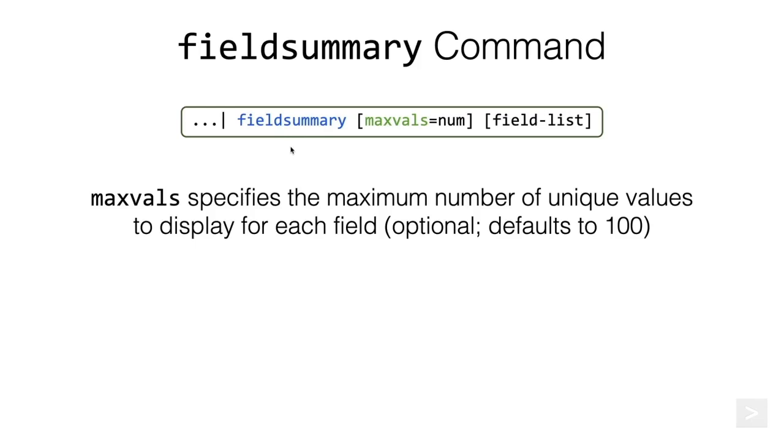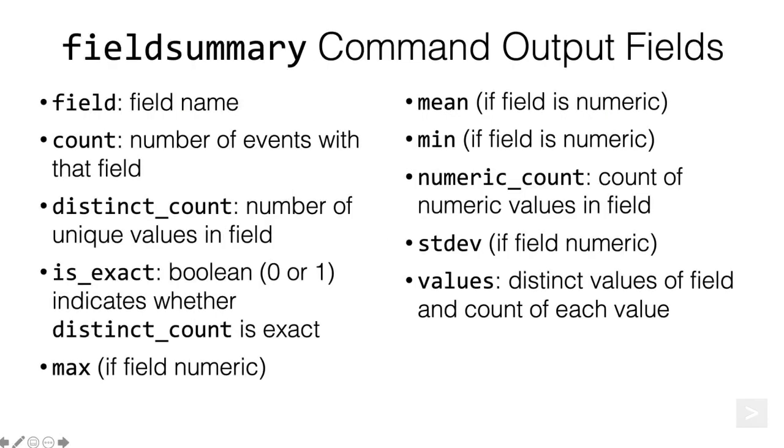or pass one or more fields in the field list along with this optional argument of max vals, which is set to a numeric value, which will limit how many values of that field you'd like returned. The default of max vals is 100, where it will default to a maximum of displaying the 100 unique values of each field. And if we take a look at the output fields that the field summary command returns, these are the names of the columns in the table that the field summary command generates. We will examine each one of these in detail here.